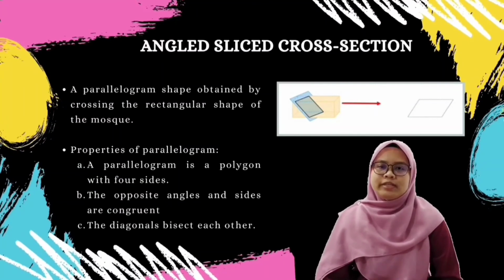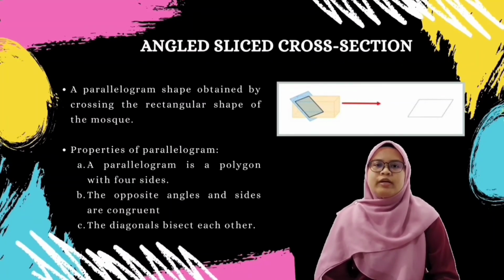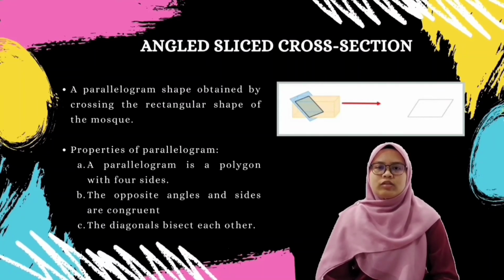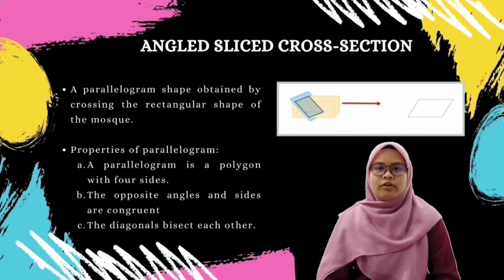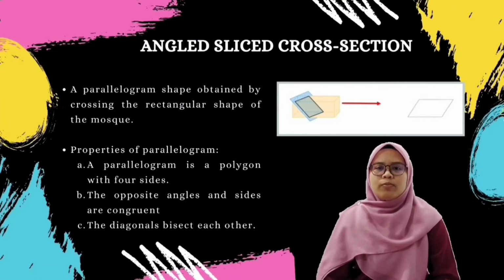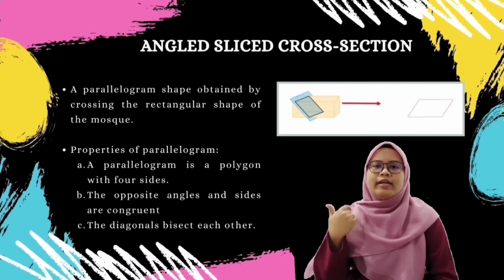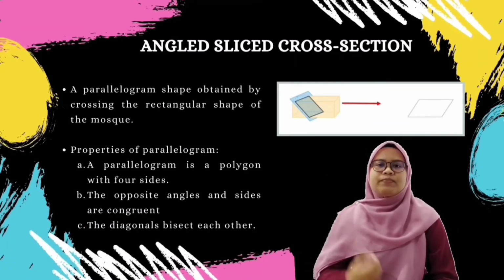And the last shape is the parallelogram shape that can be obtained by crossing in angle slice the rectangular shape of the mosque. A parallelogram is a polygon with four sides. The opposite angles and sides of the parallelogram are congruent and the diagonals bisect each other.